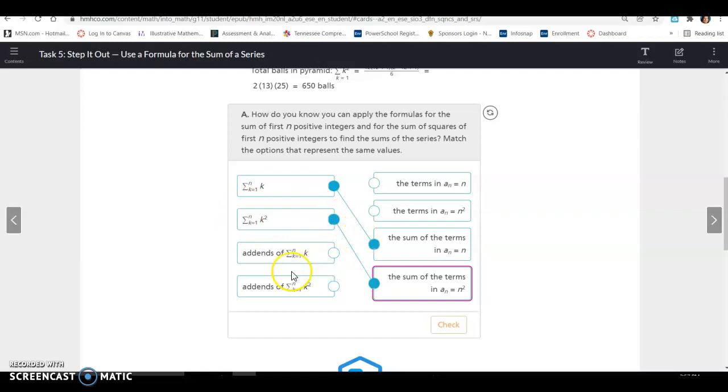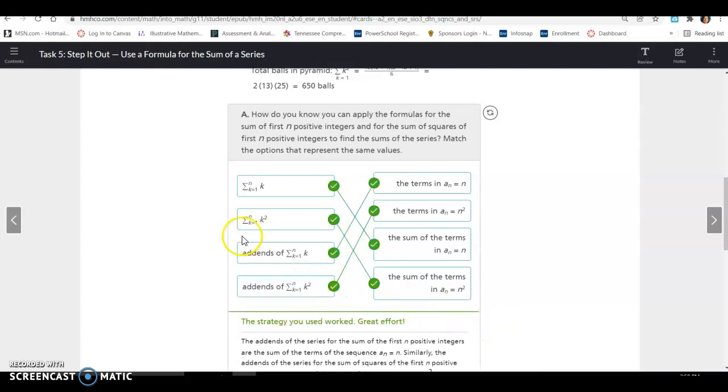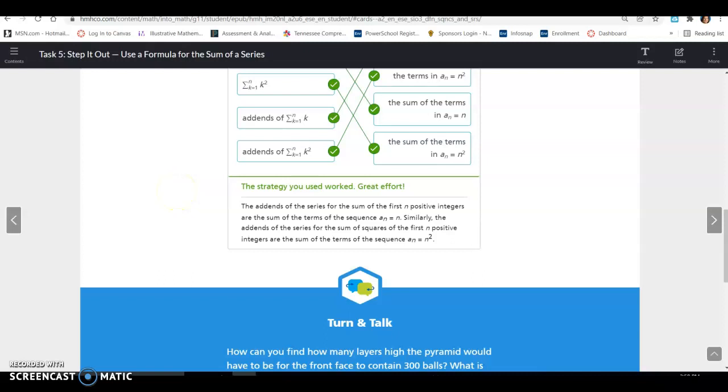And then it says the addends, okay? So that would be the terms in a subscript n of n. So the addends are going to be the terms there. And that means the n squared goes to the k squared here. All right, so that is all for task 5. If you have any questions, let me know.